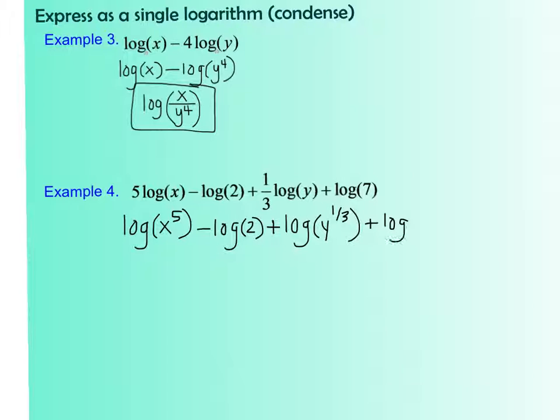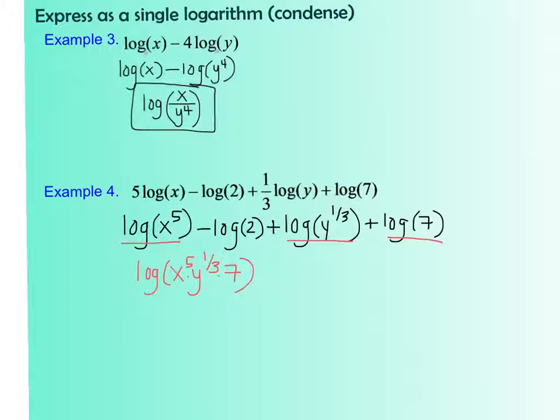Plus log of 7. Okay, now I'm going to go through and any addition is multiplication and subtraction is division. So addition, that's positive, positive, positive. All three of those are being added together. So that's the same as log of x to the 5th, y to the 1/3 times 7. I could have written that 7 out in front to make it prettier. We'll do that on the next step.